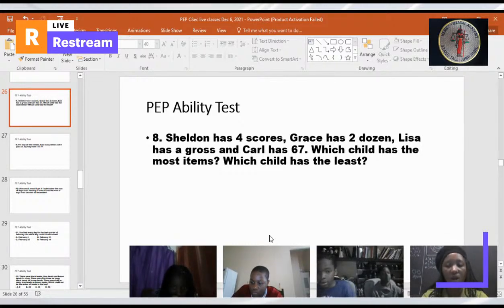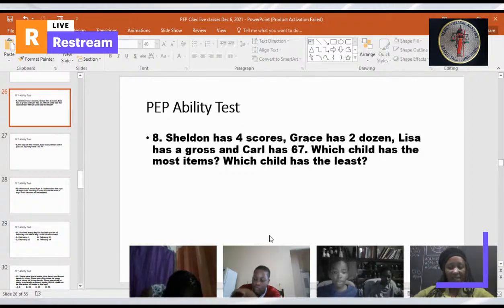Okay. So work out how many items each child has. Grace has 20, the least. Sheldon has 80. Grace has 24. Lisa has 144, which is the most. Carl has 67, Miss. So Lisa has the most and Grace has the least. Correct.